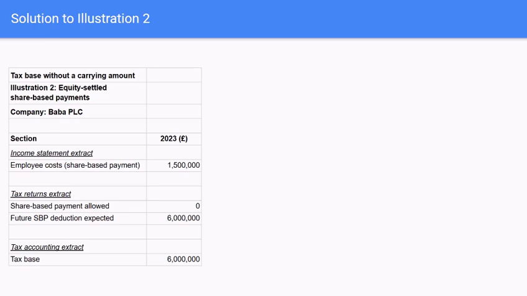And so the question is, what's your tax base? And we're going back to the same principle. The tax base of an asset is an amount attributable to that asset that is deductible against future taxable profits. Based on what we know now, we expect to deduct £6 million, and that's going to be the tax base of the asset that we cannot see on the balance sheet. And that will be the second and final scenario I'll be looking at today.